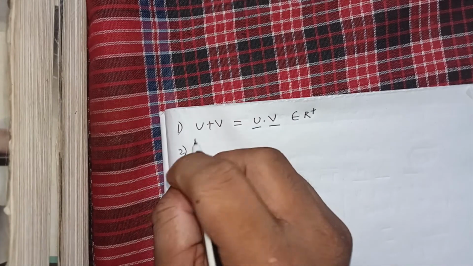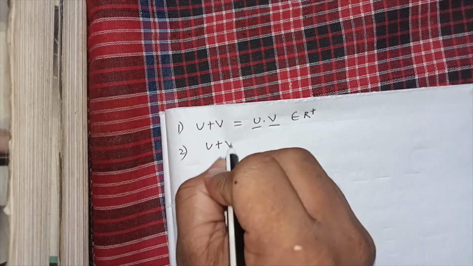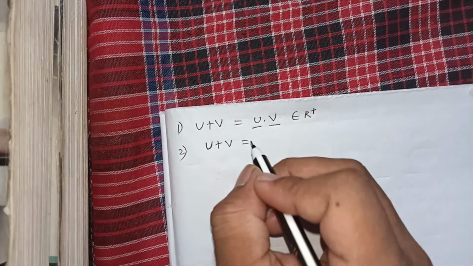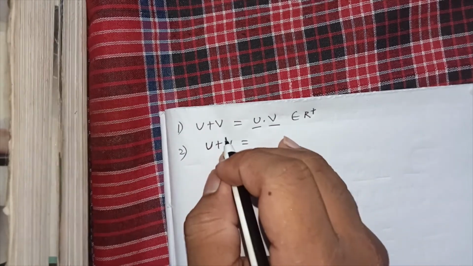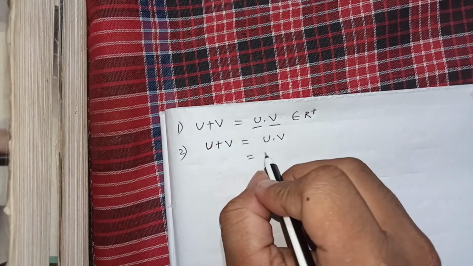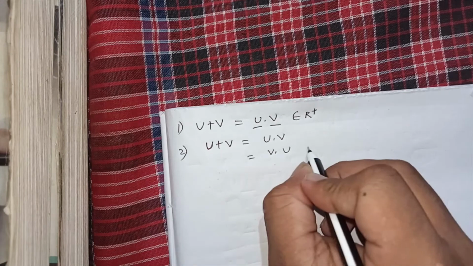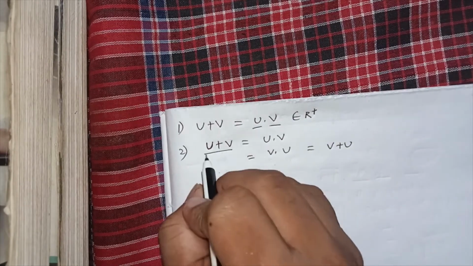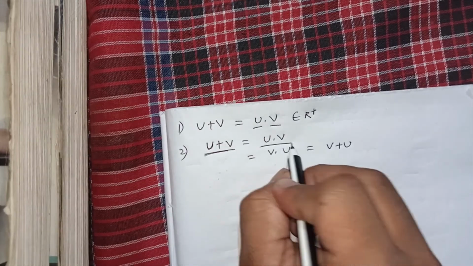We have proved the first one. The second one is that we have to prove that u plus v is equal to v plus u. So u plus v is equal to u into v, and we can write this as v into u, and we can convert this as v plus u, because these are the given condition. The sum is expressed as u into v.